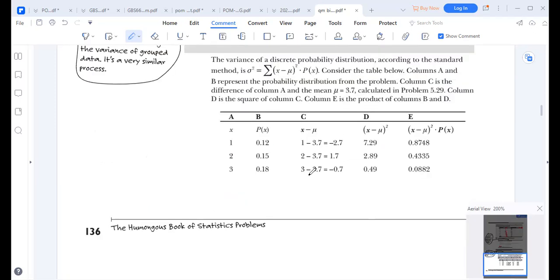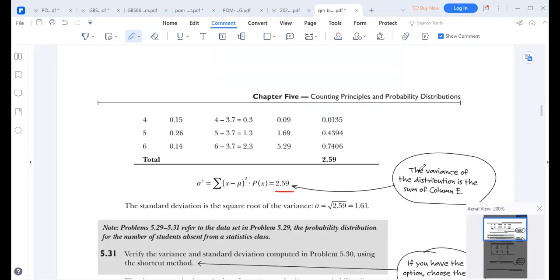Or alternatively, since we found the mean, we're going to subtract the mean from each value of X. So 1 minus 3.7, we get negative 2.7. Then we square it. After squaring it, we multiply by the probability 0.12. Then for 2 we subtract the mean 3.7, then we square it. Then again, for 3 we subtract 3.7. Mind you, all negatives become positive when we square them.